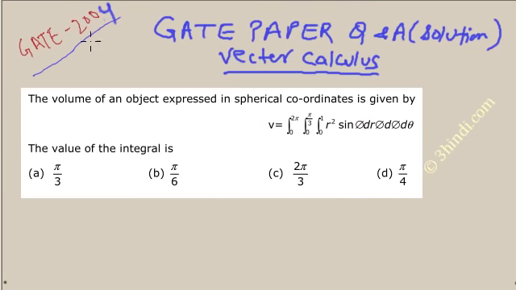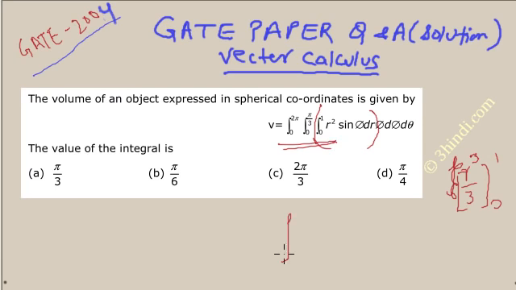This is another question in 2004. You are required to find the triple integration of this. To calculate the triple integration, first you take this boundary here and treat this sin phi as constant. So r square into dr from 0 to 1 integrates to r cube by 3, and the range is 1 to 0, that means 1 by 3. So you can put it as 1 by 3.